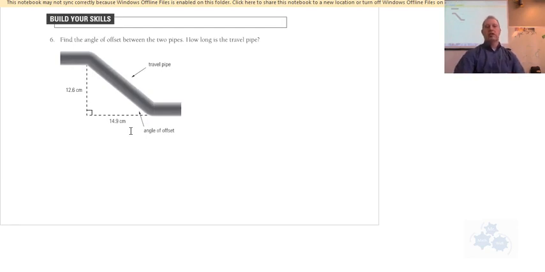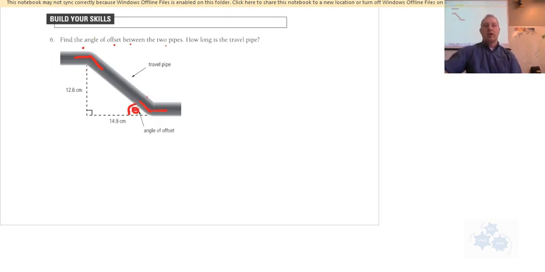So I'll give you a little hint to start this one. This one says find the angle of offset between the two pipes. Okay, so the angle of offset, I guess that would be, is that the angle of offset right there? Right? It's labeled right here. So the pipe has to travel like this. This is the angle that we're looking for right here.